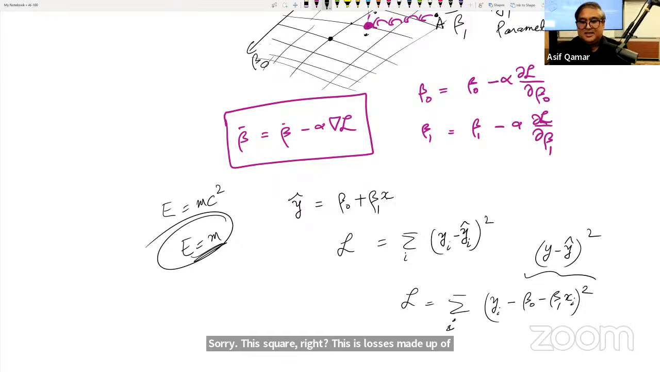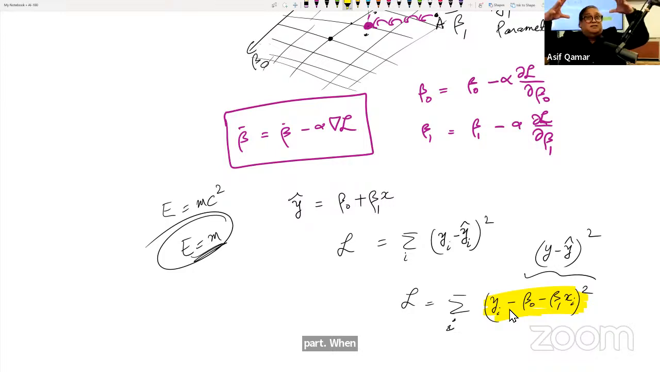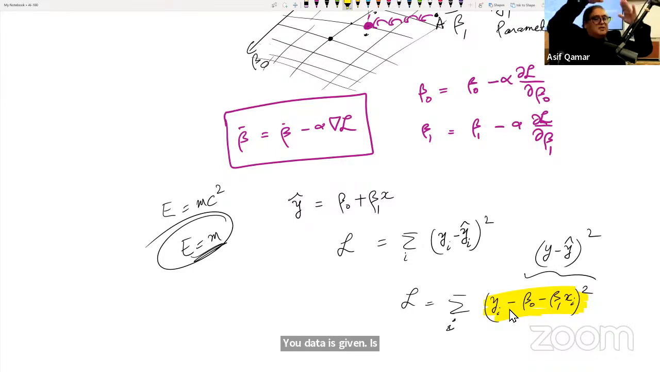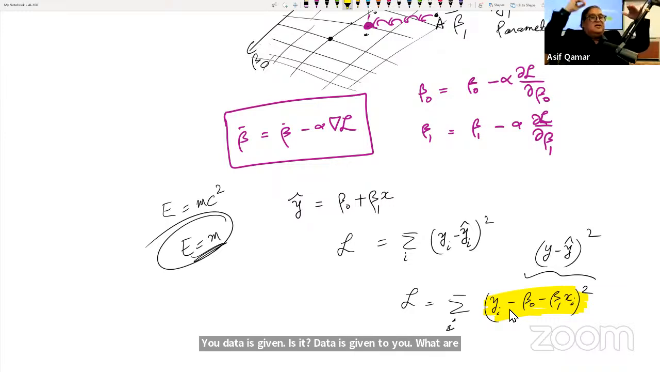Just pay attention to this part for the time being. Let's pay attention to this part. When we look at this part, now remember, guys, data is given, isn't it? Data is given to you. What are you trying to do? You know that you want to fit a straight line to it.